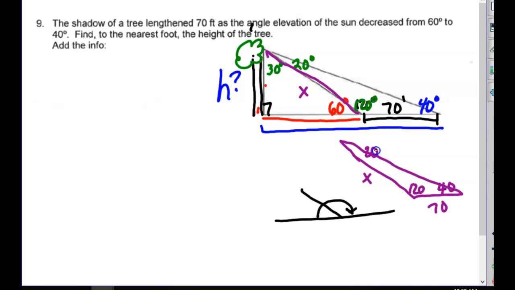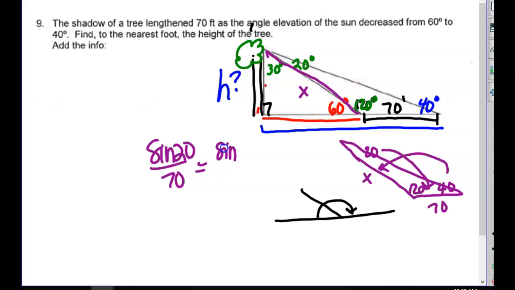Sine of 20 is across from 70. In the same way, the sine of 40 is across from x. Make sure we're in degrees. Anybody get 131.6? Okay.